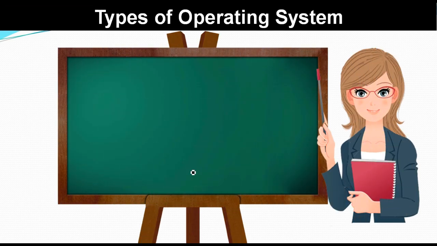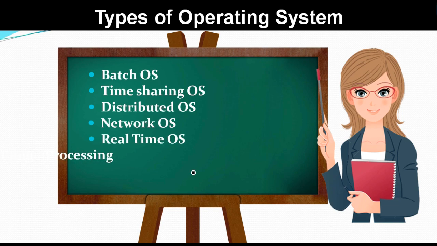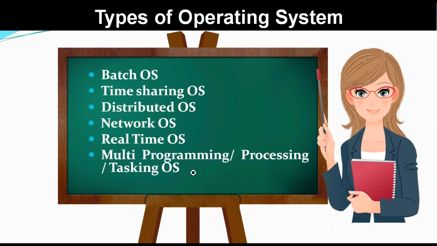Next, coming to the types of operating systems. So we have batch operating system, time sharing operating system, distributed operating system, network operating system, real time operating system, multi-programming, multi-processing, and multitasking operating system. So these all are the types of operating system.